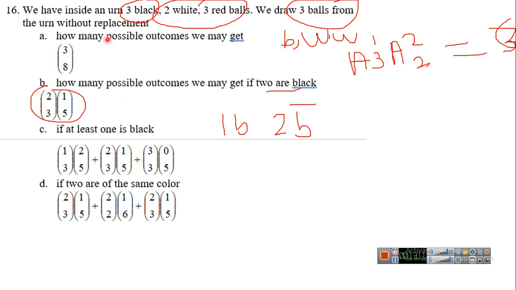If 2 are of the same color, either 2 black or 2 white or 2 red. 2 black is 2 out of 3, and remains 1, either white or red, 1 out of 5. Or 2 white, 2 out of 2, and remains 1, either black or red, 1 out of 6. Or 2 red, 2 out of 3, and remains 1, either black or white, so 1 out of 5.